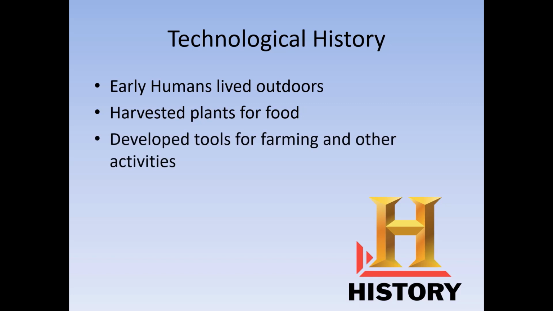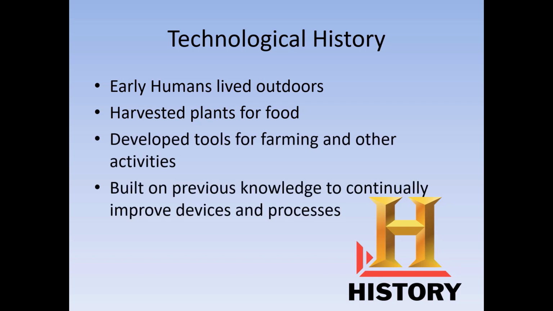Now let's get on some of this stuff. Now, I do not want you to write this down, but it's for basic knowledge. Early humans lived outdoors, and they harvested plants for food, and they didn't necessarily know how to grow things at first, but over time we learned how to harvest plants for food.